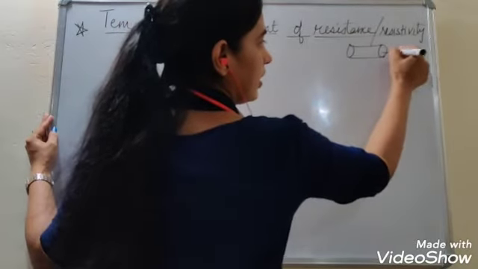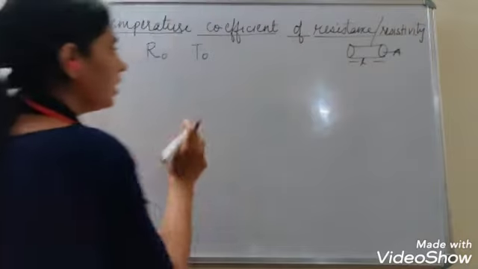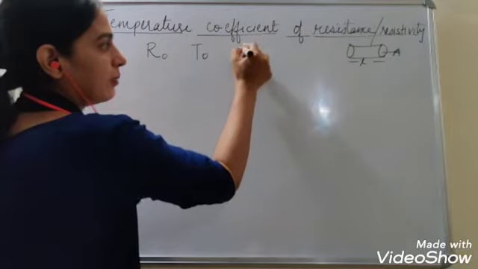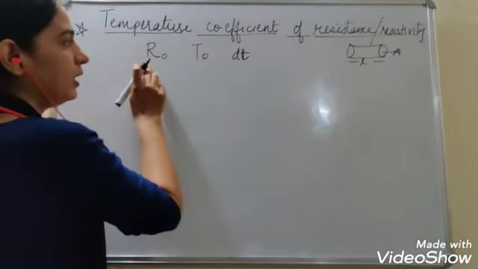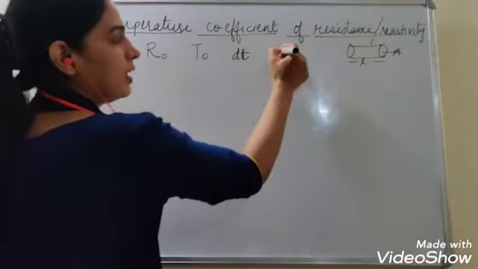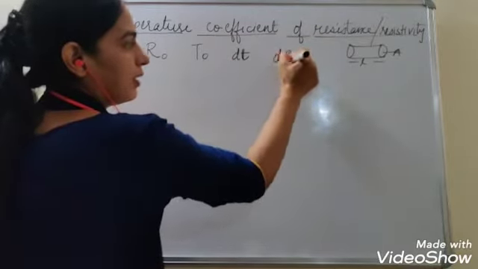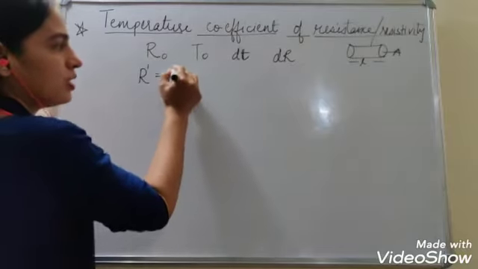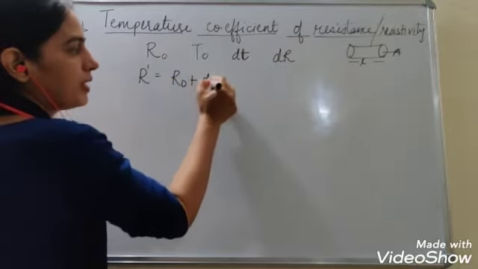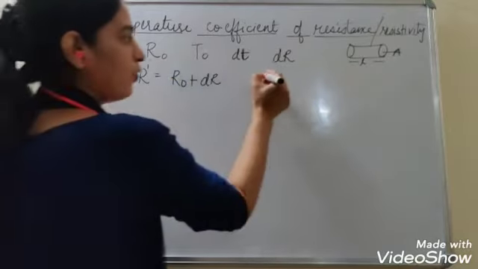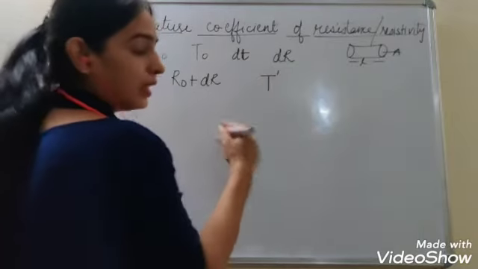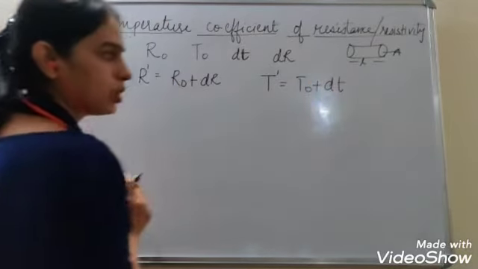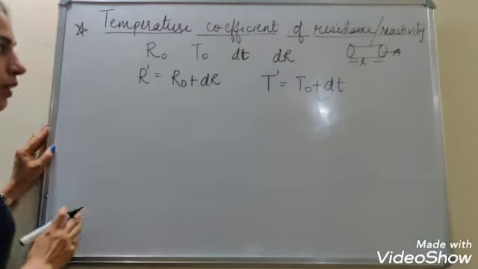Okay, this is the cross-section area and this is the length. Now if you increase the temperature by dT, obviously the resistance will increase by dR. Say the resistance is increasing by dR. So the new resistance, let us say R dash, is equal to the initial resistance plus the change in resistance. This is for the final temperature, which will be the initial temperature plus the change in temperature, T0 plus dT. Right.